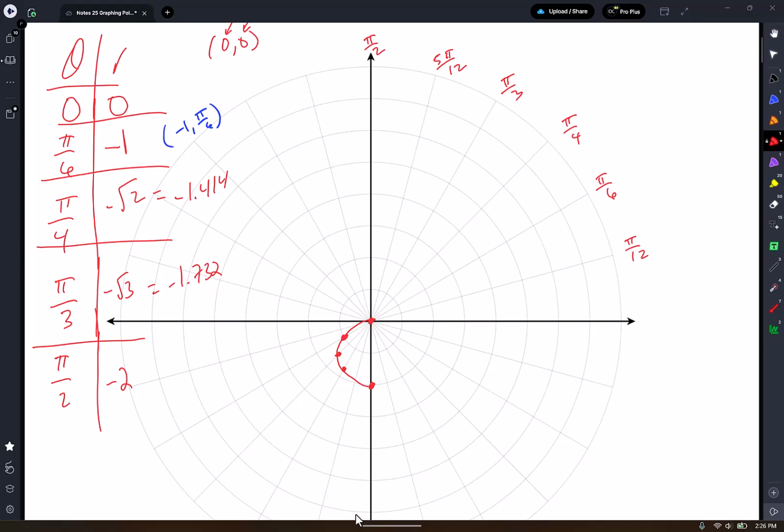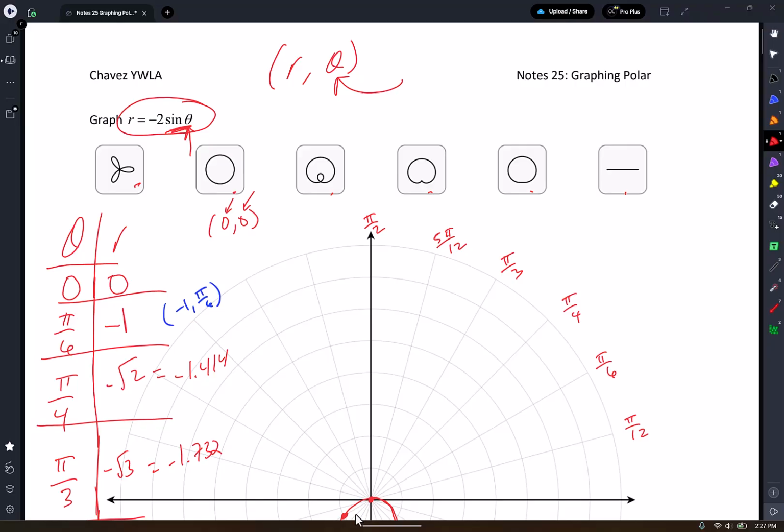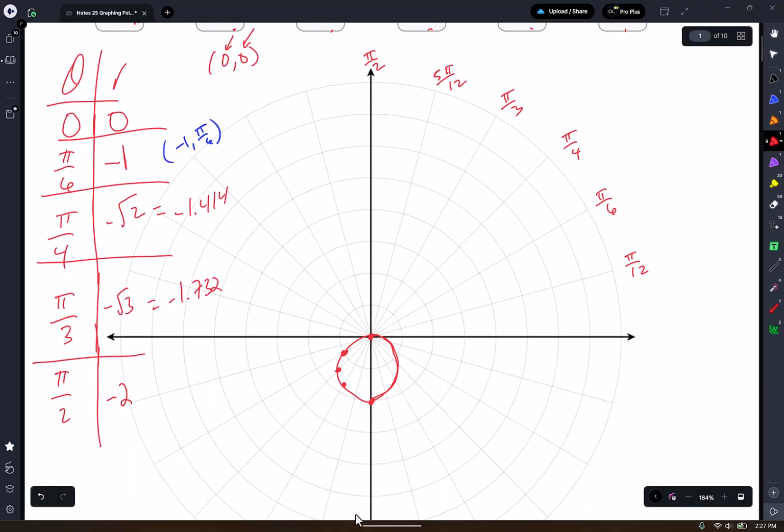If I were to keep going, what shape do you think would happen? It's supposed to be symmetric on the y-axis, but there it is. And there it is, guys. You did your first one. You did your first polar curve without a calculator.